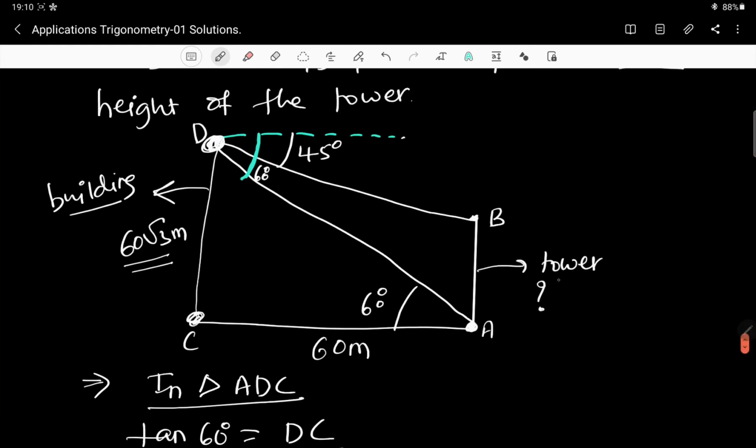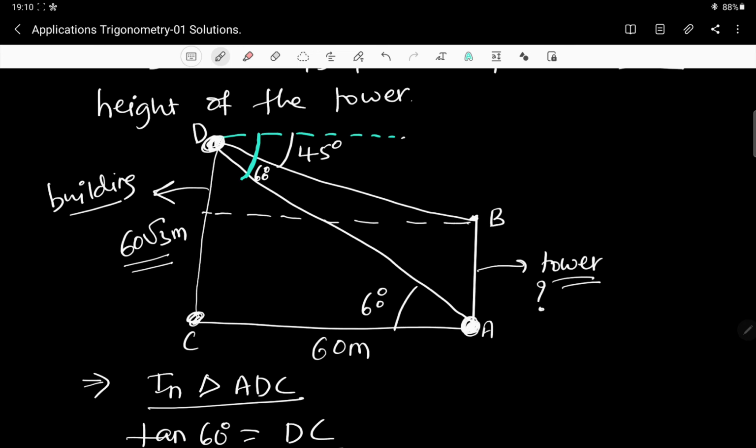But I want the height of this tower. This height of the tower is very important for me. Now how to do this? Let us try to understand. Now there is no triangle involving this AB. For this we have to use one trick here. Let me draw one line from here. This line has to touch this point B. So from this point B, let me draw one line like this. Definitely this is a straight line.